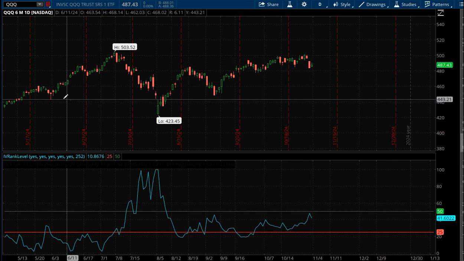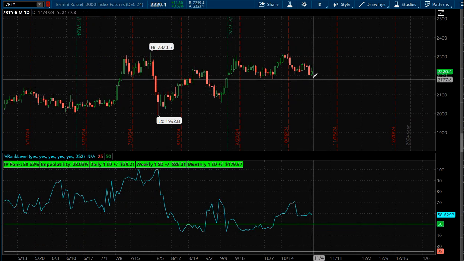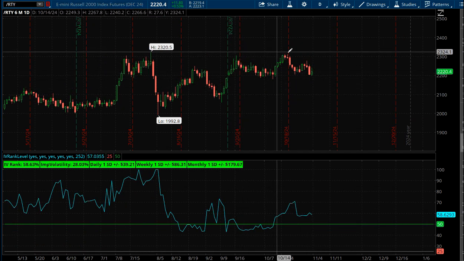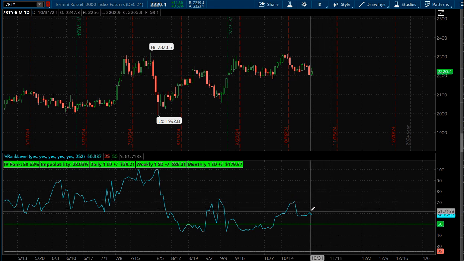The only one that usually looks a little different, if it's going to be different, is the Russell, and you can see that one is different. That one's kind of been bouncing around quite a bit, and also kind of at its lows of the last couple of months right here. Volatility, again, fairly high.